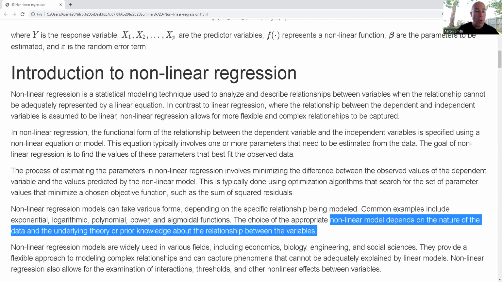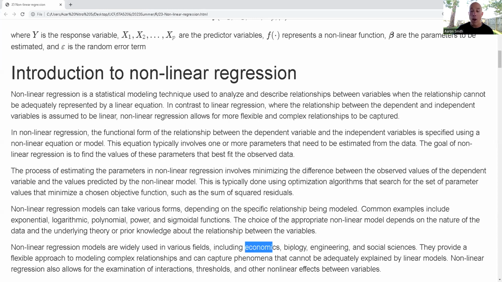So nonlinear regression models are widely used in various fields, including economics, biology, engineering, and the social sciences. They provide a flexible approach to modeling complex relationships and can capture phenomena that cannot be adequately explained by linear models. Honestly, we would prefer a linear model. That theory is just so well understood. The algorithms are so built up that if I can, I'll use a linear regression model instead of nonlinear, but that's not always feasible.